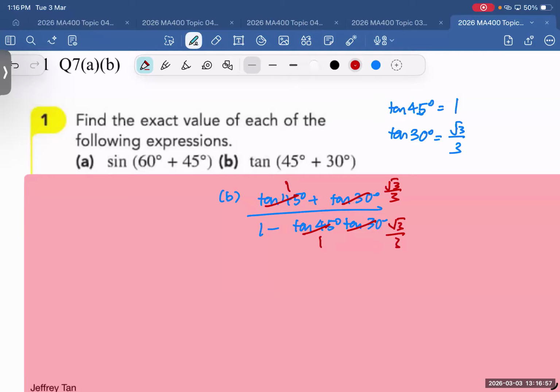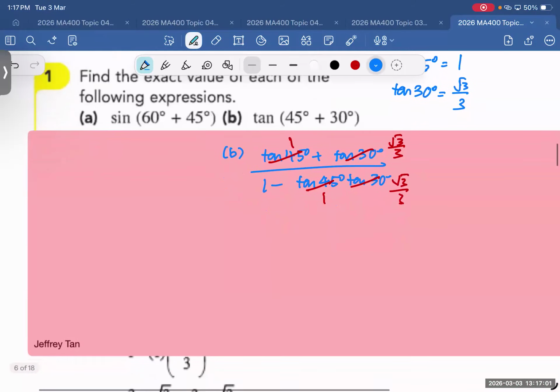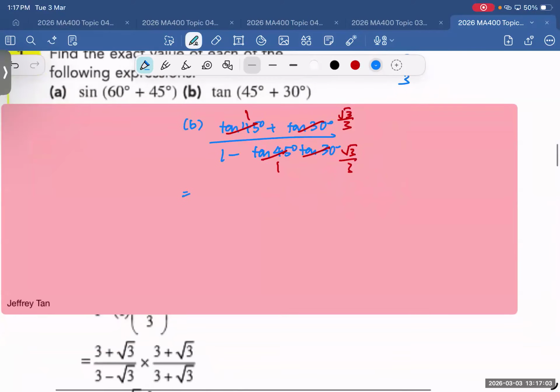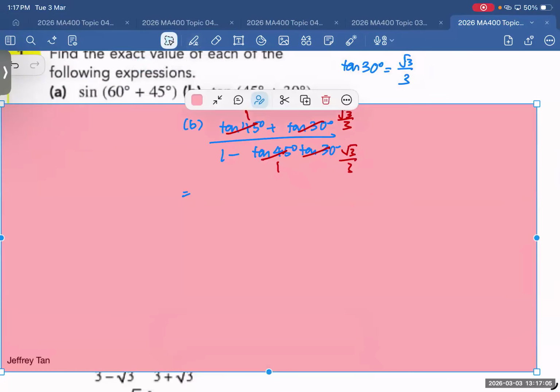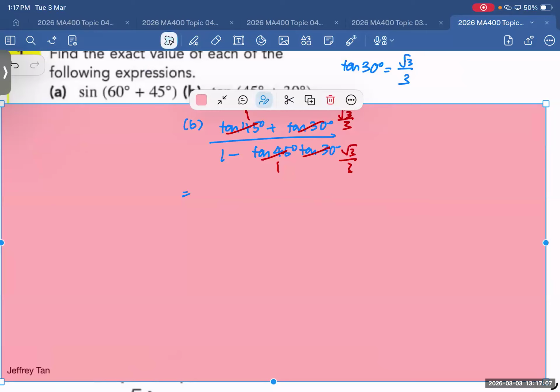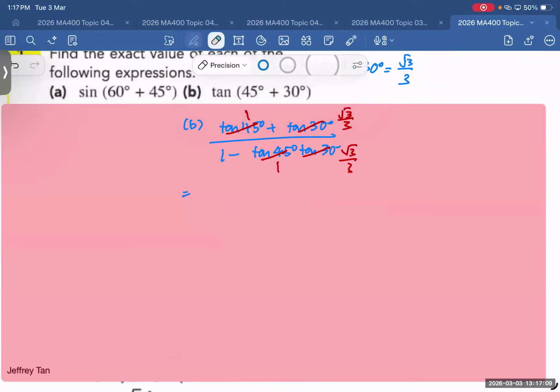Is that okay? That can cancel off. After that, if you are stuck, I'm guessing you probably know how to apply the formula. It's just that somewhere along the way, maybe you made some careless manipulation. I don't think it's difficult to start. Now from here, what do we do?